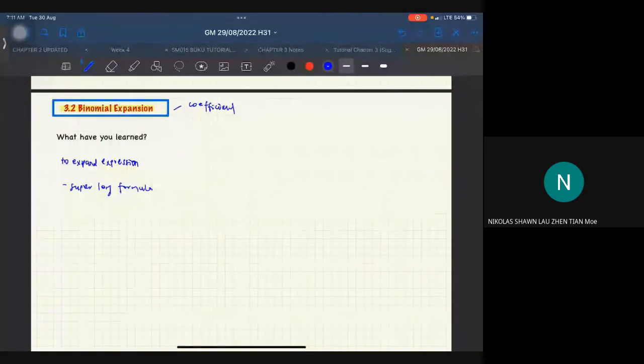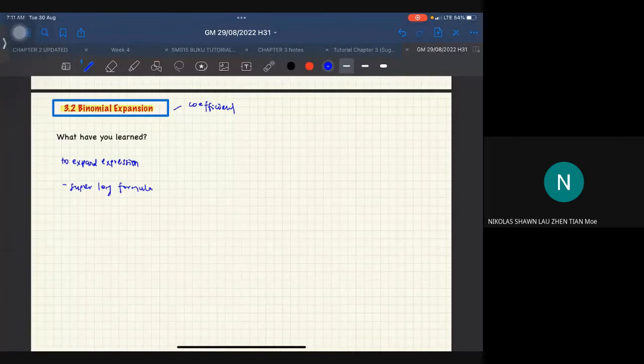Anyway, okay, so ini adalah antara benda-benda yang kita belajar. Kawan awak ada cakap dekat message, dia kata we learn about binomial coefficient, we learn about the correct way to count, we learn about different formulas for when the power is integer or when it is non-integer. Okay, so basically binomial expansion, as the name itself, dia akan ajar awak to expand an expression.